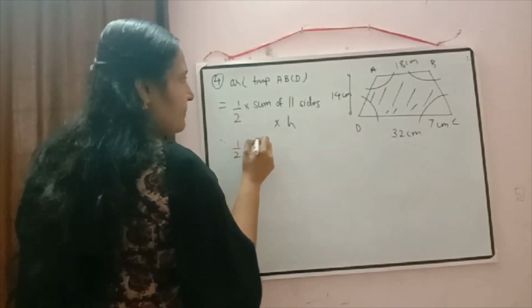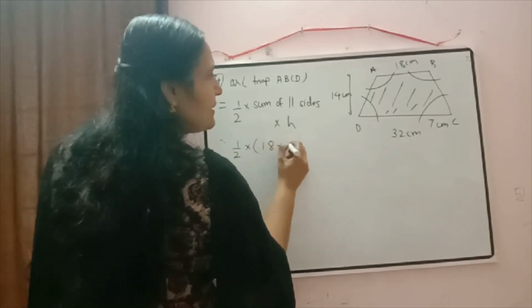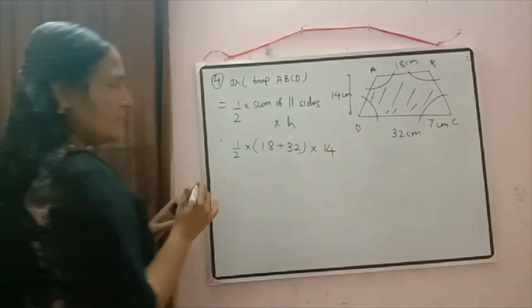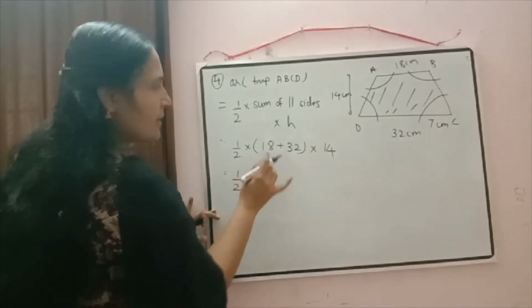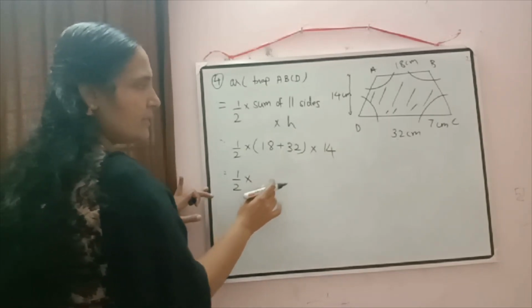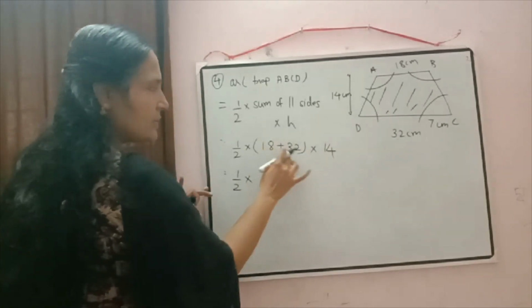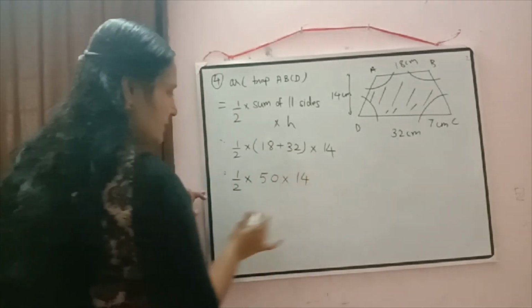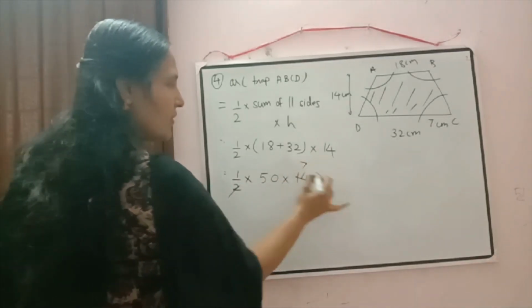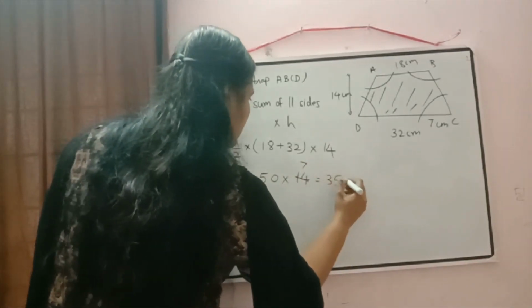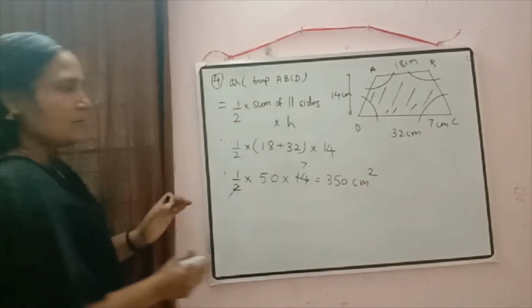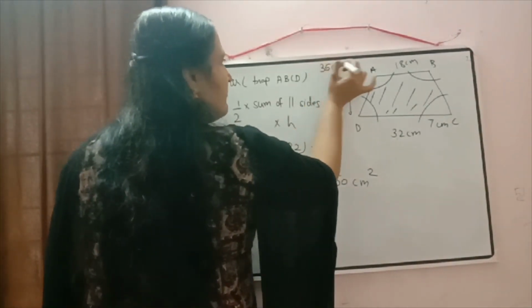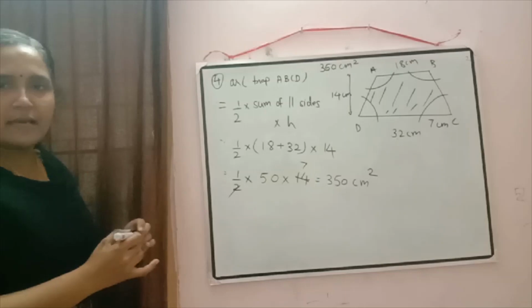So half into our parallel sides are 18 centimeter and 32 centimeter. And what is the height given? 14 centimeter. So half into 18 plus 32 you can add, then it will be equal to 8 plus 2 10, carry over 1, 3 plus 1 4 plus 1 5, 50 into 14. These two we can cancel, 2 7s are 14, 7 5s are 35. So we will get area of trapezium is equal to 350 centimeter square. So I am writing here area of trapezium we got here 350 centimeter square.